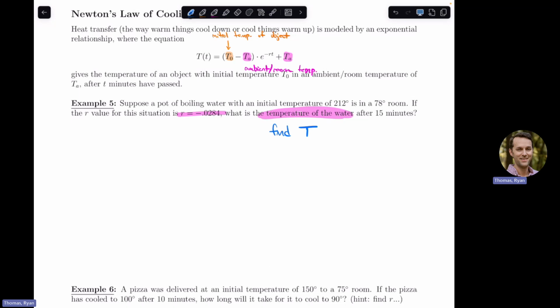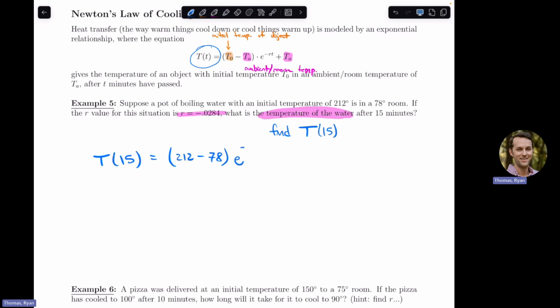T, and really it's T of 15, like the one that's on the left-hand side. We have the initial temperature. What is it? 212. What else do we have? Minus 78. We have the ambient temperature, the room temperature.